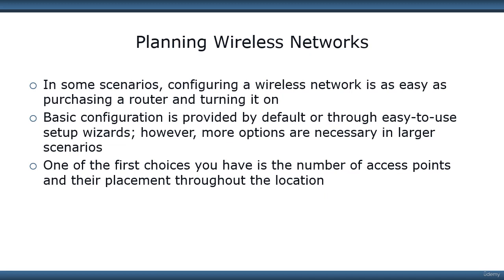Now, in some scenarios, configuring a wireless network is as easy as purchasing a router and turning it on. Basic configuration is provided by default. A lot of times we just plug it in. Or if I have to do something more than that, it's often an easy-to-use setup wizard. But there are more options that are necessary in larger scenarios. And one of the first things that we need to think about is how many access points do we need in a business environment, and where should they be placed?